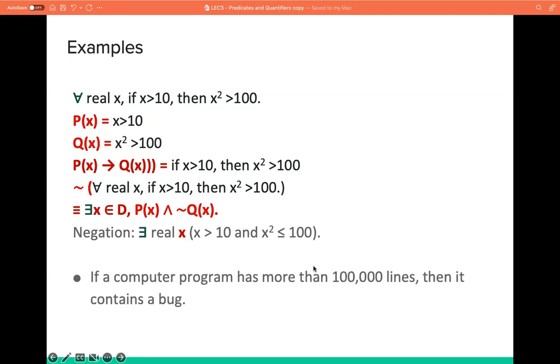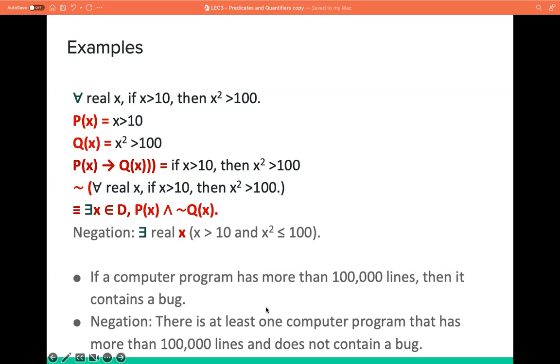Now I have another example. If a computer program has more than 100,000 lines, then it contains a bug. Note that the negation of all R, as you can see, we have all computer programs, is there is at least one that is not. So its negation will be, there is at least one computer program that has more than 100,000 lines and does not contain a bug.